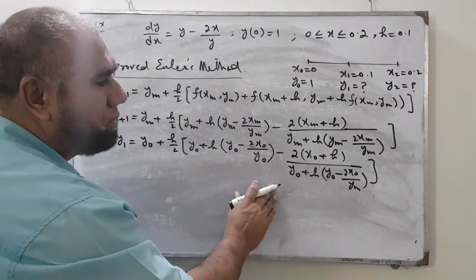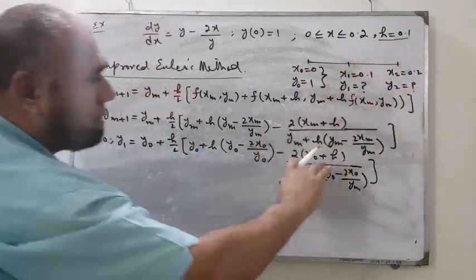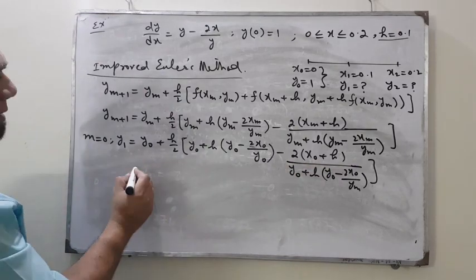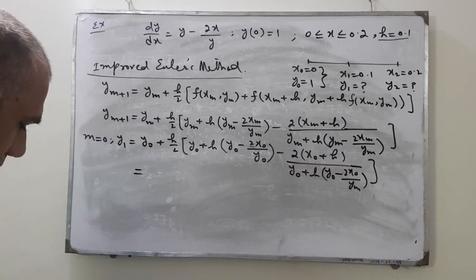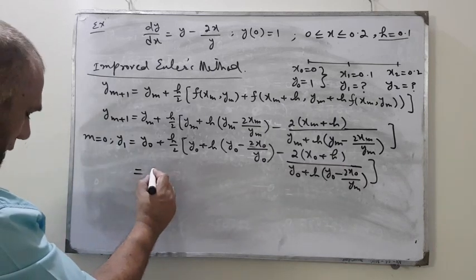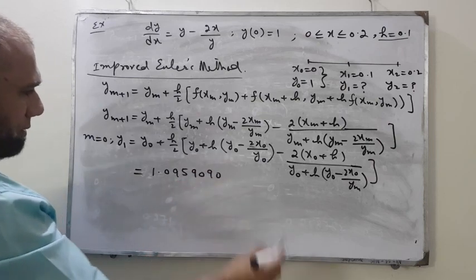So all these three are available. x0, y0 is here and h is here. We can substitute into this and simplify. The remaining you can do by using your calculating devices. The ultimate result you will be getting is 1.0959090.